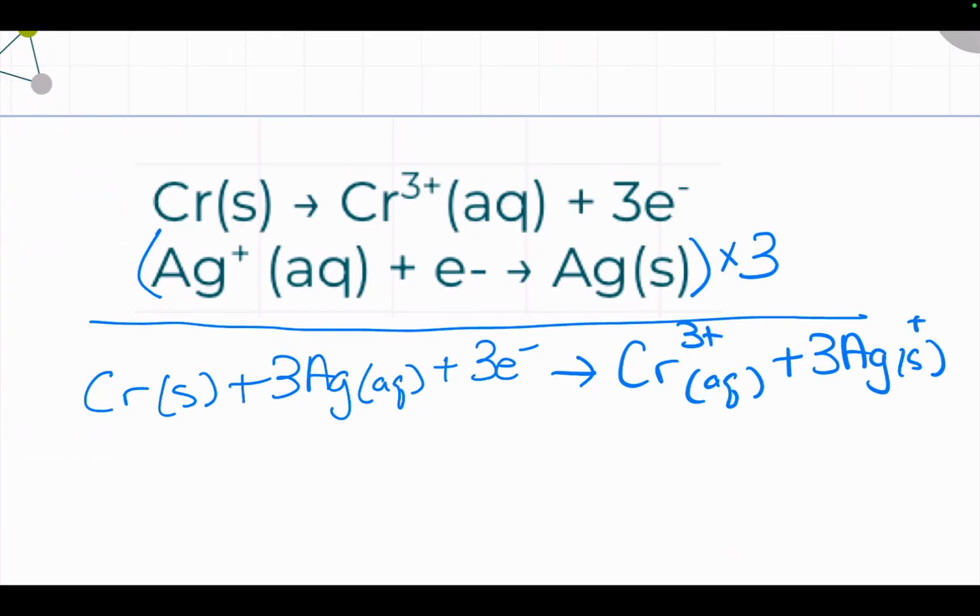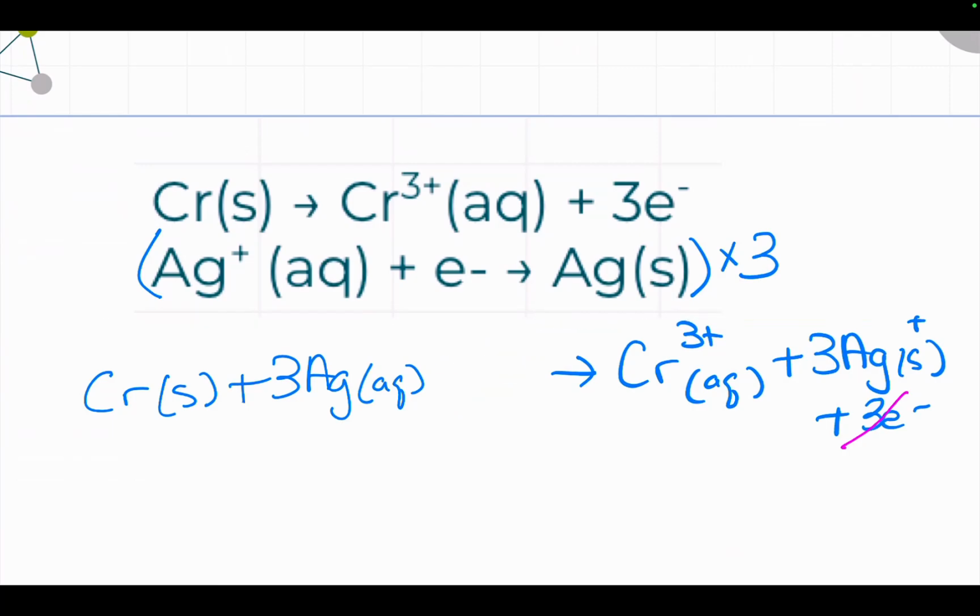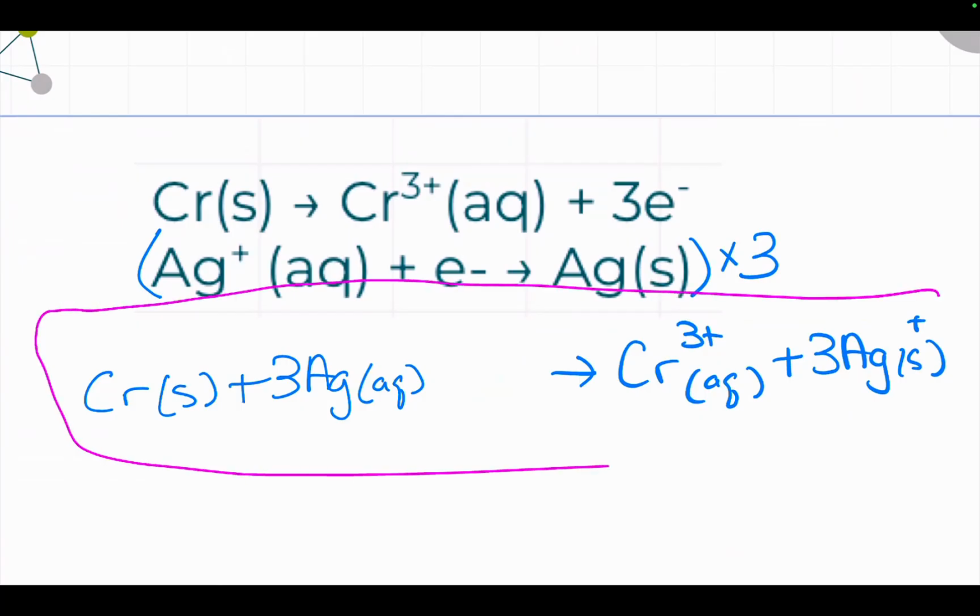I didn't leave myself enough room. And again, just realizing that those electrons would cancel out, you could just not include them. Sometimes I bring them down and show that, and sometimes I don't. So the net ionic redox reaction is circled.